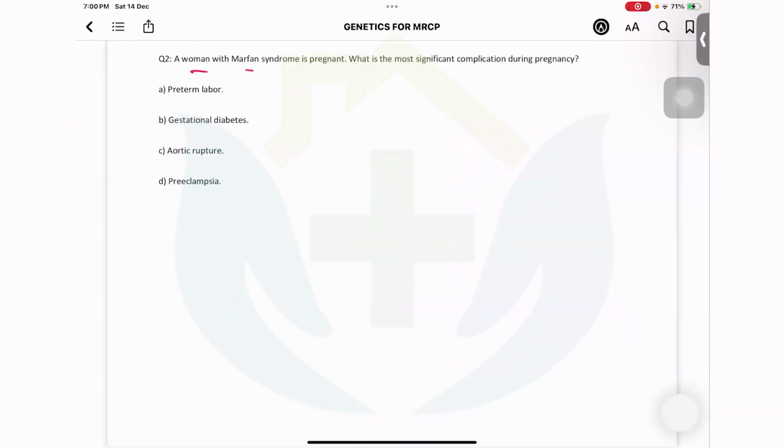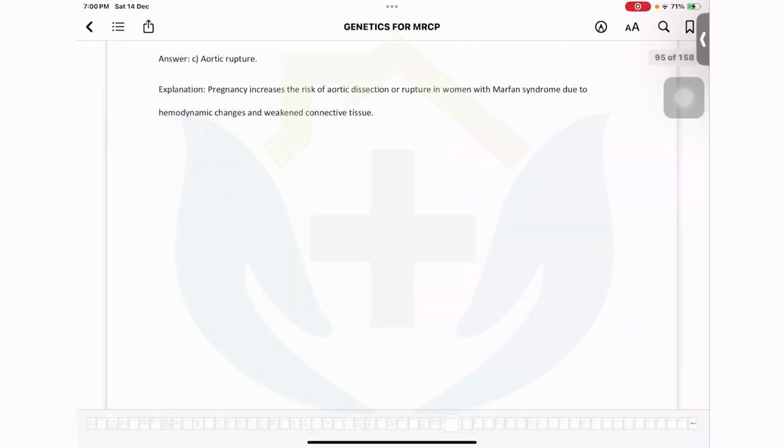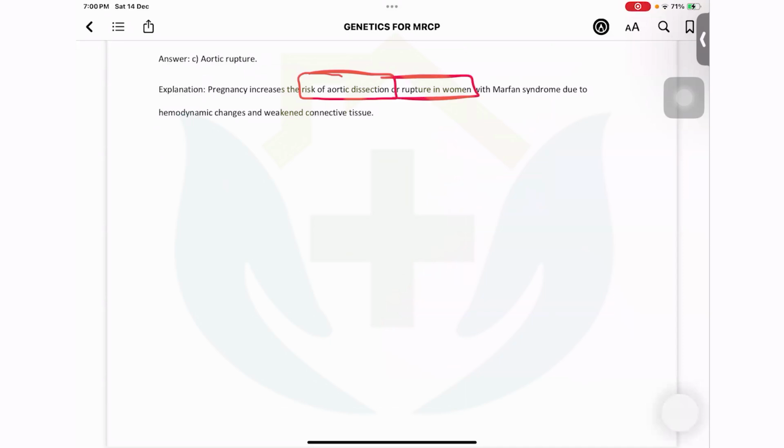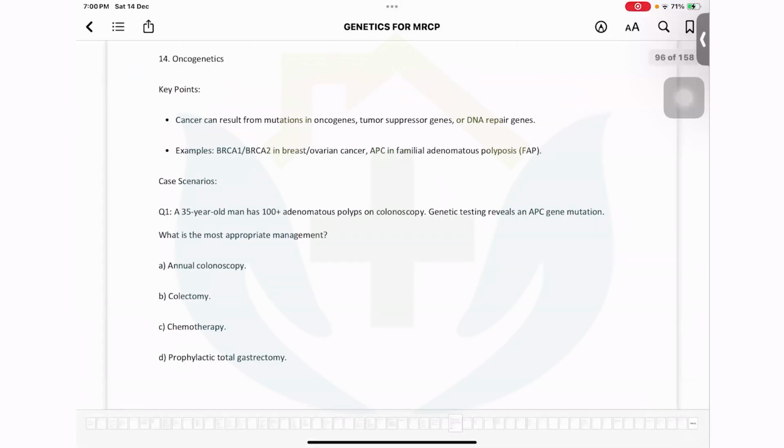A woman with Marfan syndrome is pregnant. What is the most significant complication during pregnancy? Preterm labor, gestational diabetes, aortic rupture, or preeclampsia? Aortic rupture. So aortic rupture can happen even while straining. Pregnancy increases the risk of aortic dissection or rupture in women with Marfan syndrome due to hemodynamic changes and weakened connective tissue. So this was about single gene disorder. Cystic fibrosis, CFTR, is also a single gene disorder.